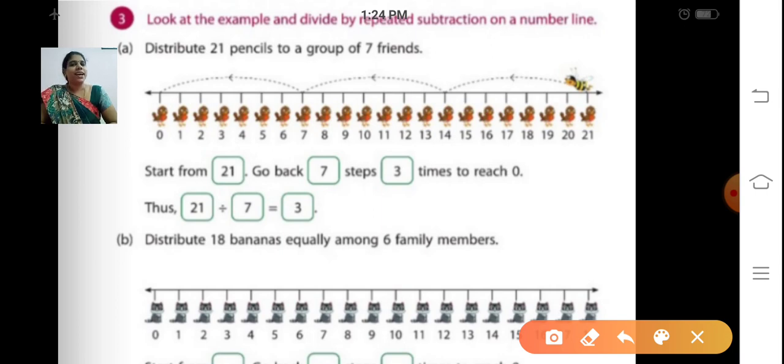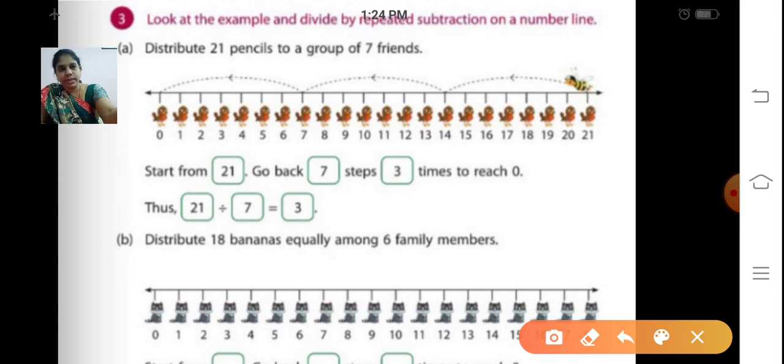Then, it's a repeated subtraction, right? So shall we go backward now? Yes. So go back. How many friends are there? 7 friends, isn't it? So shall we go back 7 steps now? So start from number 21. Addition is counting forward. Subtraction is counting backward. Shall we count backward now? Yes. Start from 21. Count backward 7.